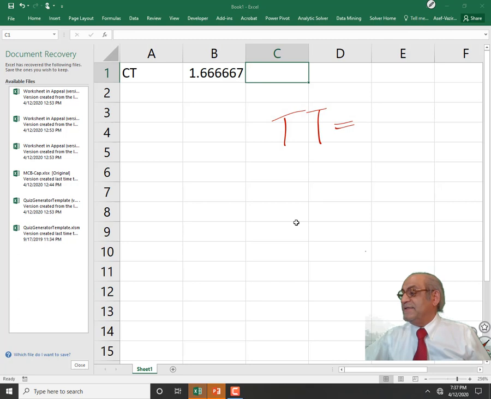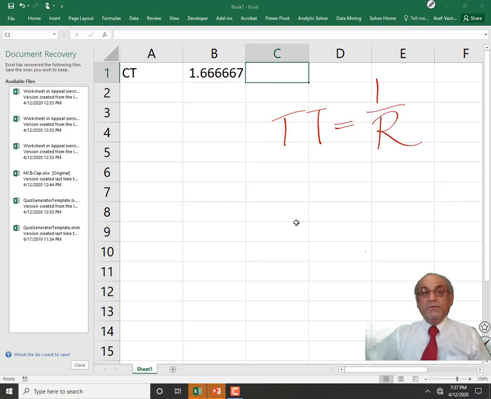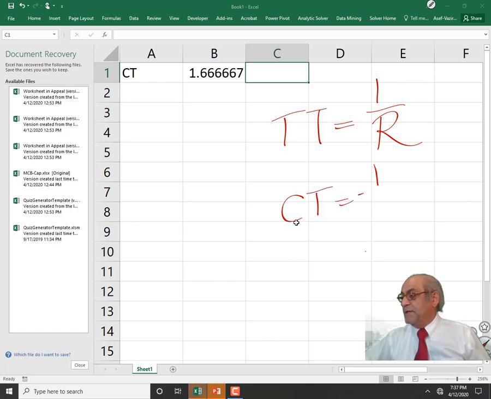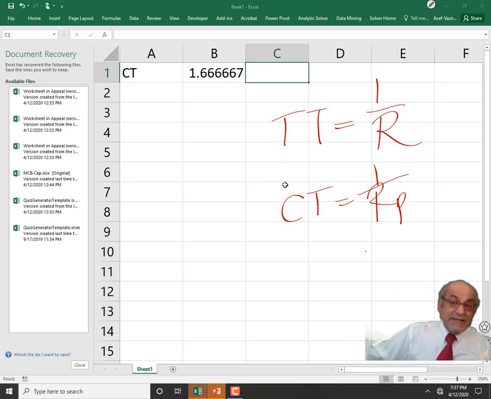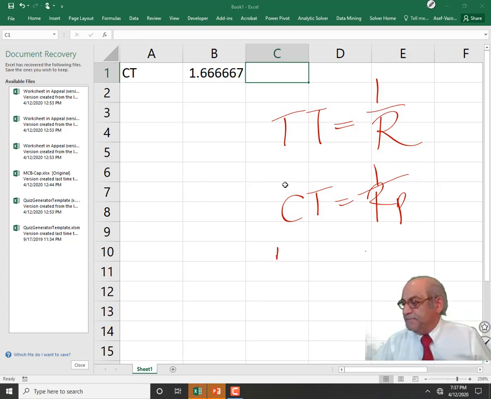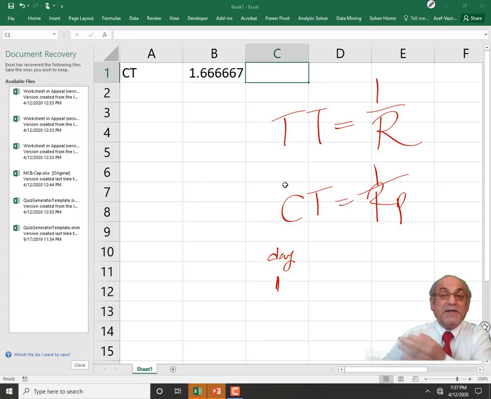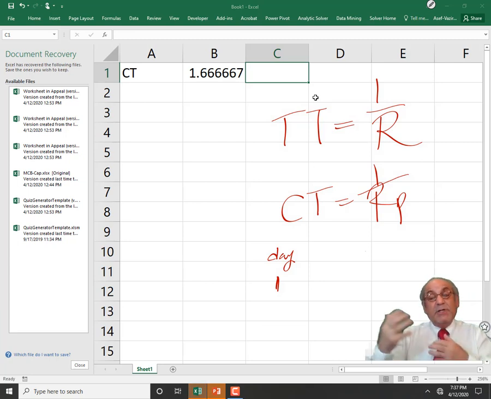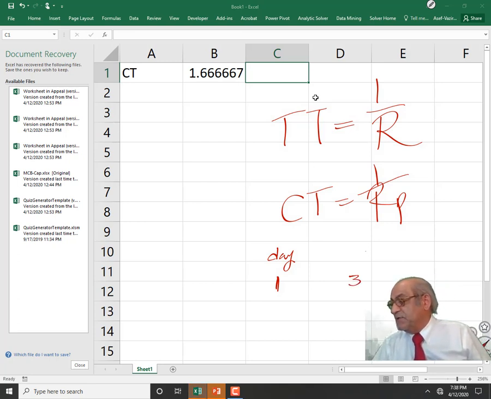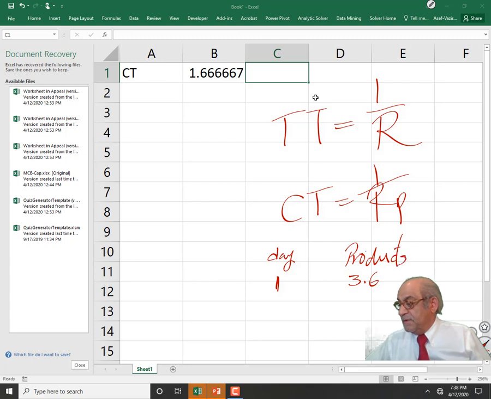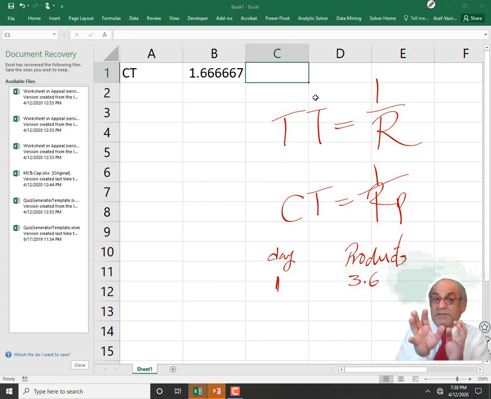Takt time is defined as 1 divided by throughput. Cycle time, 1 divided by capacity. Takt time, 1 divided by throughput. In 1 day, I need to produce. That is what the market asks me. Cycle time goes to production capabilities. Takt time goes to demand requirements. In 1 day, the market asks me to produce 3.6 products. The market in 1 day expects me to send out 3.6 products.